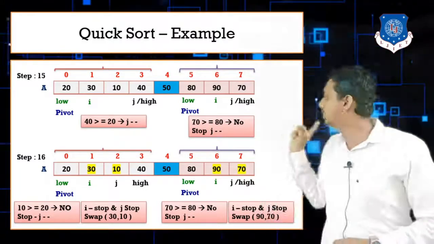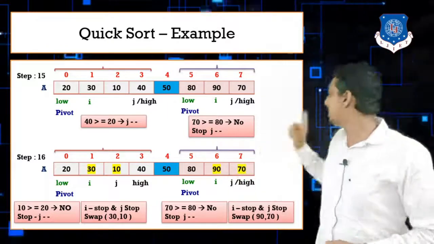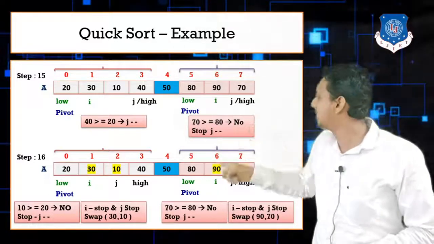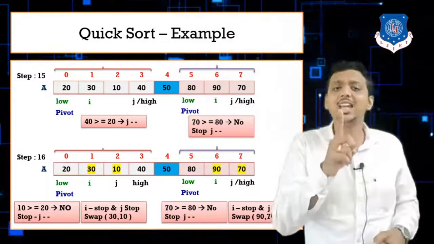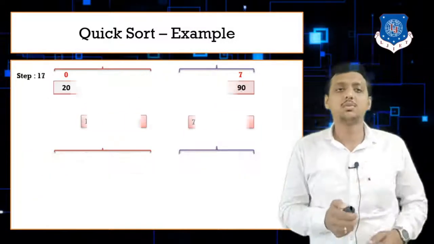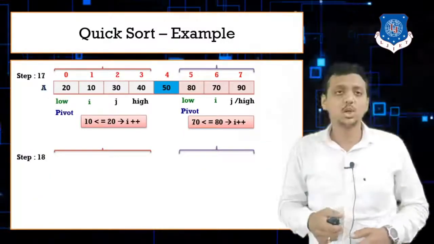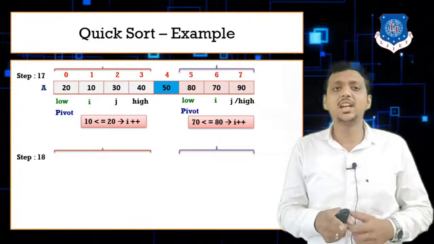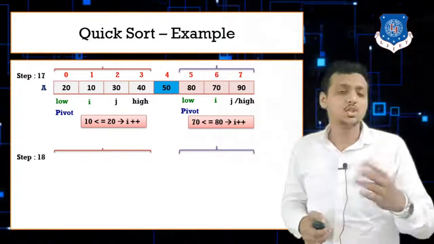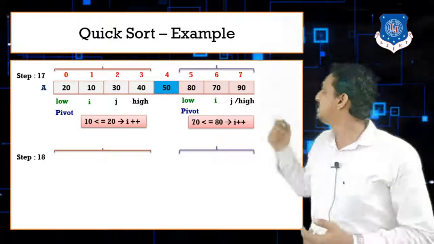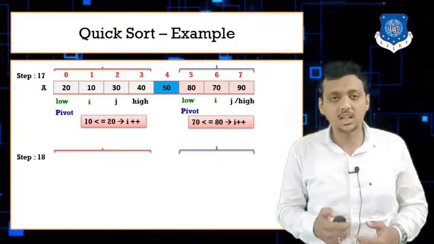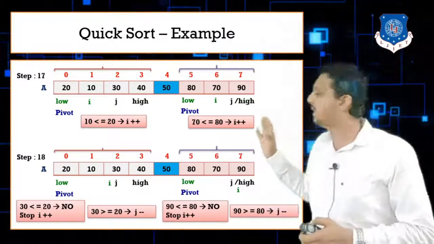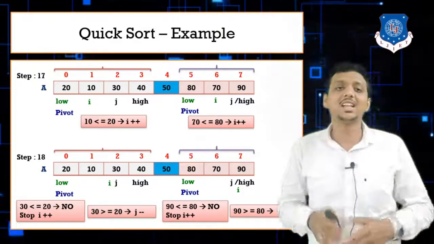So I am swapping on the left side 30 and 10, and on the right side 90 and 70. After swapping the values, this becomes my new list. Now again start with the increment or decrement of I and J. On the left side we have 10 less than or equal to 20, so I is incremented. On the right side we have 70 less than or equal to 80, so I is incremented again. So on the left side I becomes 30, and on the right side I is at 90.